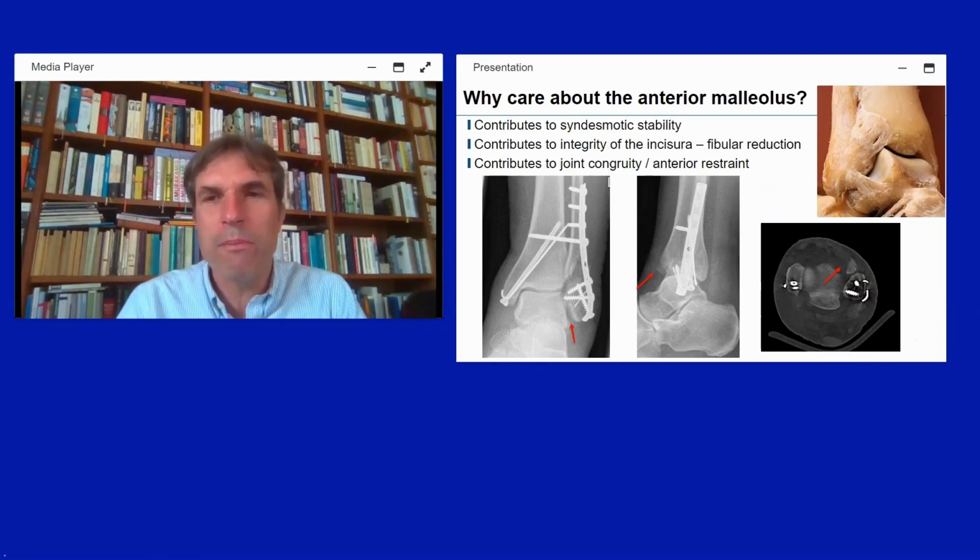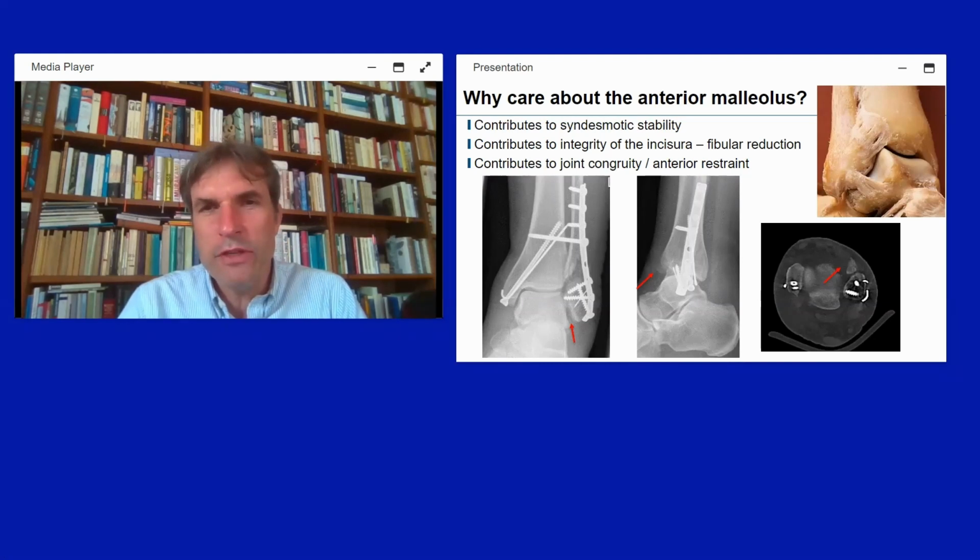So why care about the anterior malleolus? Why even call it a malleolus? Well, I think it has a lot in common with the posterior malleolus. It contributes to syndesmotic stability. It's the insertion of the anterior tibiofibular ligament.